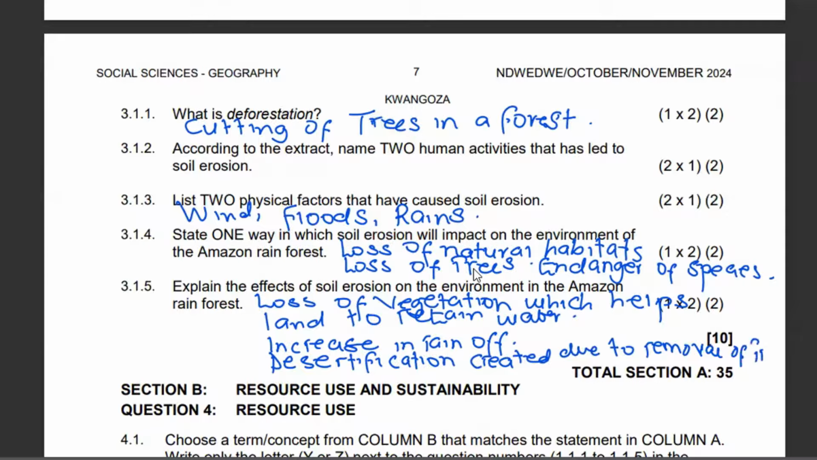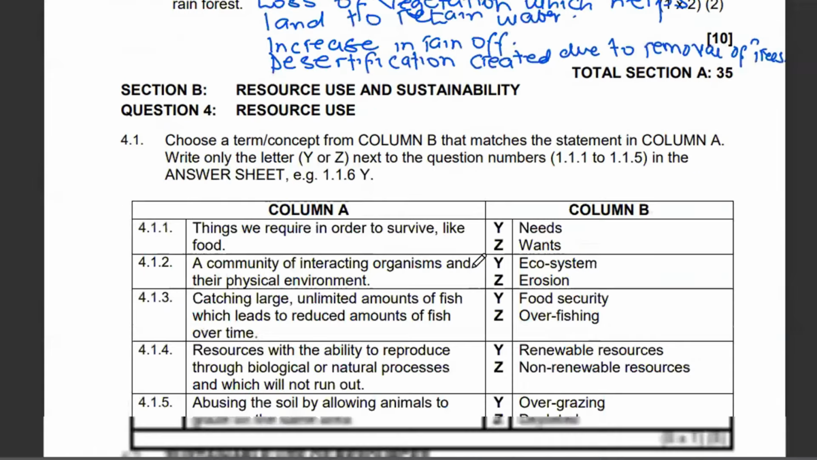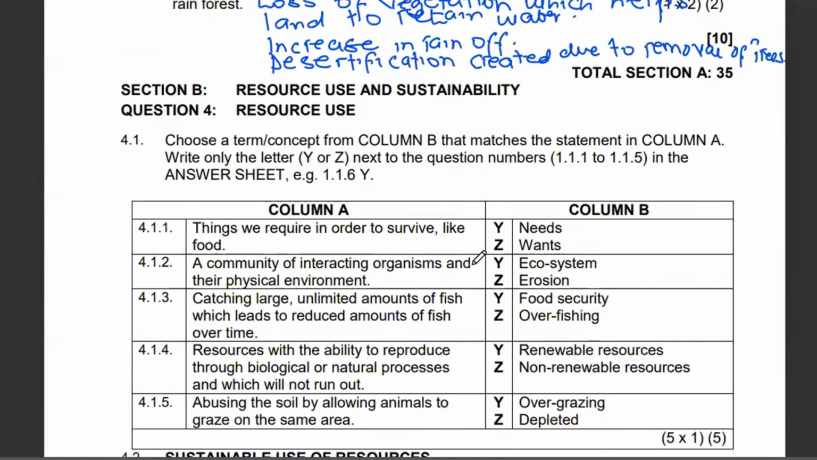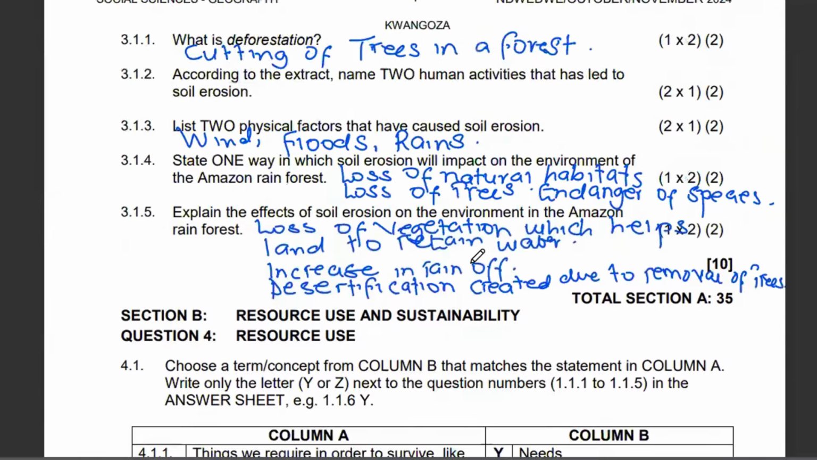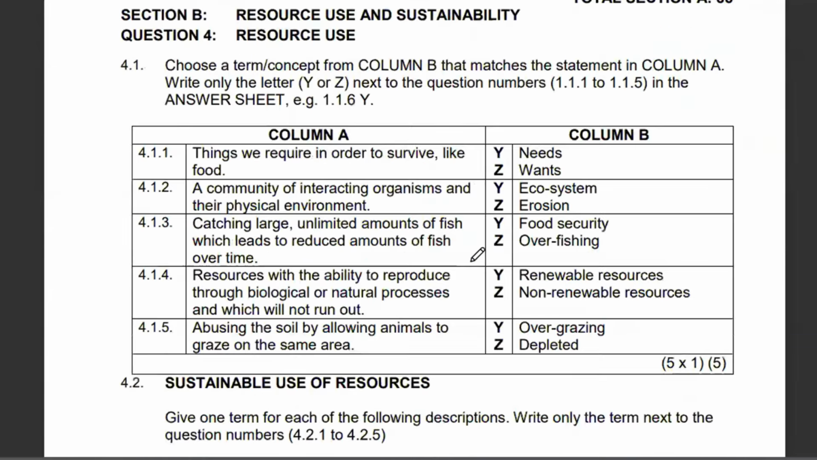Okay, then let's look at section B, which is about STEM for work. This section is out of 35 marks. Here you choose a term or concept from column B that matches the statement in column A. Write only the letter Y or Z next to the question number. For example, things we require in order to survive, like food. Are they needs or wants? Those are needs, things that you require in order to survive.